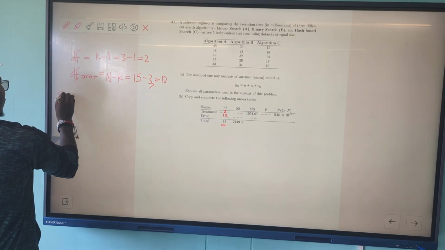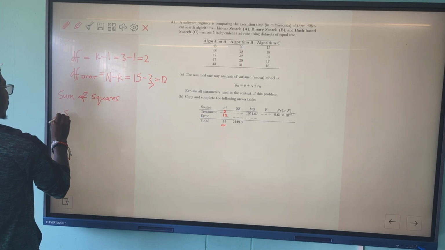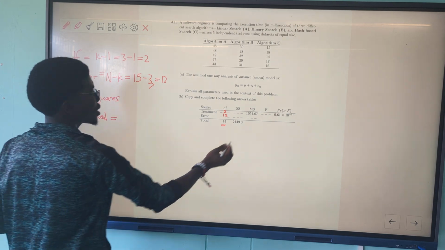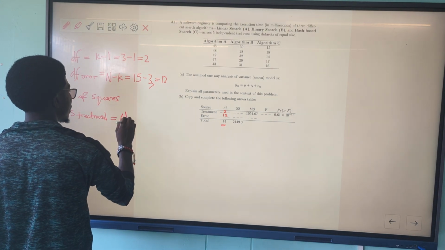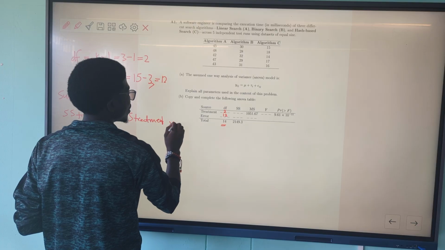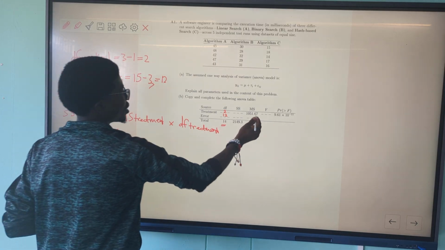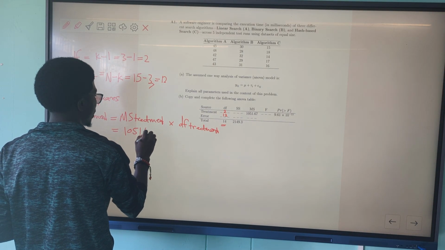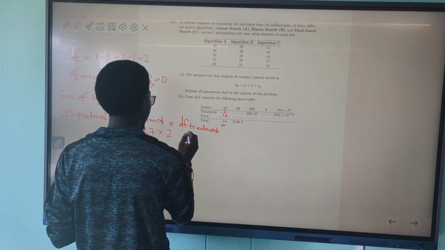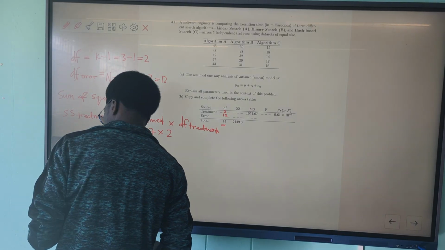Now, let's calculate sum of squares. SS treatment, we need to find this, which is equals to MS treatment times degrees of freedom treatment, which is equals to MS treatment 1051.67 times degrees of freedom of treatment 2, and what do we get? We get 2103.34. Are we together? Yes.